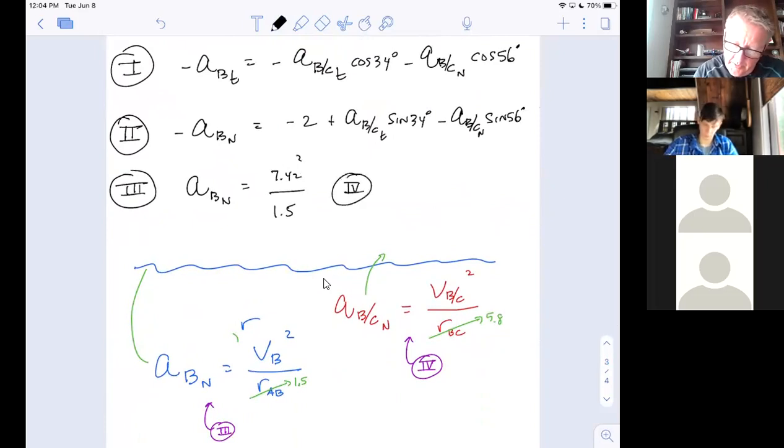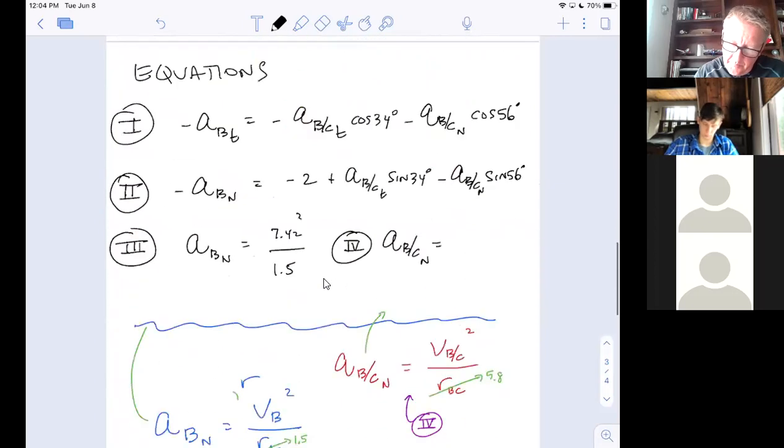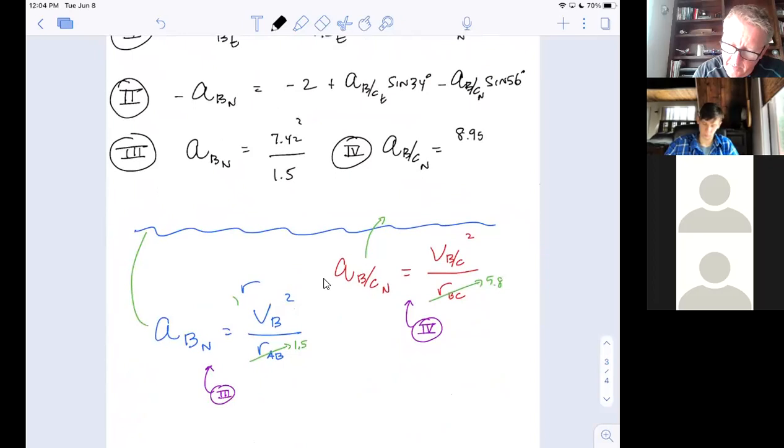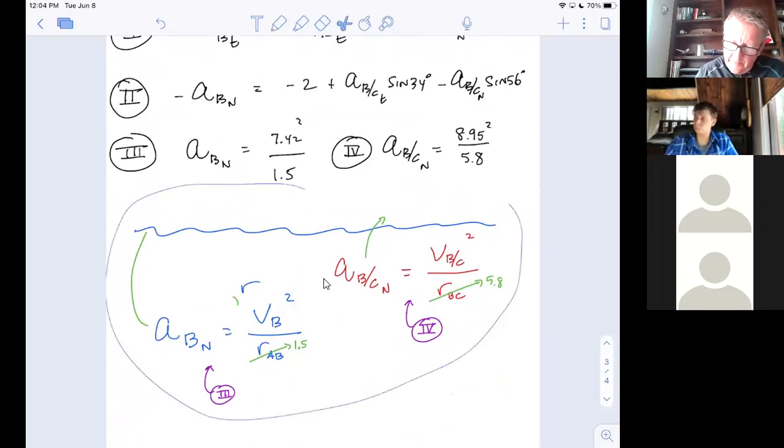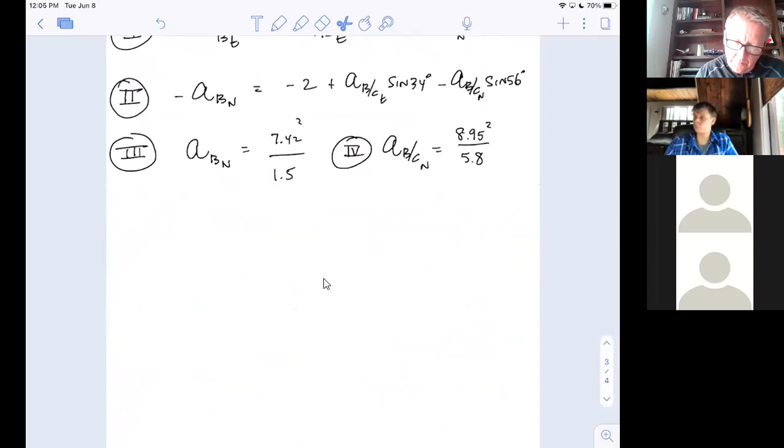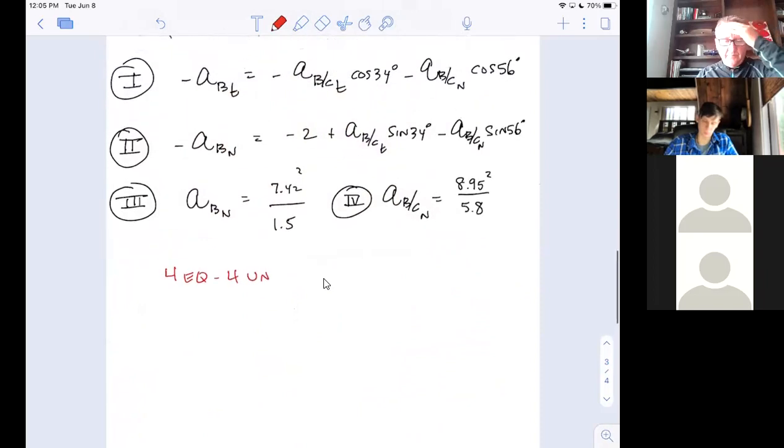The fourth equation that we had was acceleration of B with respect to C normal is equal to velocity of BC, which we said was 8.95. So 8.95 squared divided by its radius, which was 5.8. So the way I chose to write this, I now have the happy result of 4 equations with 4 unknowns. And so algebraically, I can finally solve that. So let's see if we can do that.